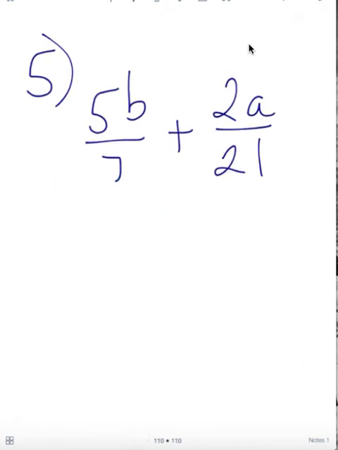Okay, with the next one, I want you to have a go first and see how you go. So our first step is we are adding fractions, so we have to have the same denominator. And I can turn my small number 7 into 21 by multiplying it by 3. So I'll go ahead and do that. So times the top and bottom by 3. And I now have 5b times 3 is 15b over 21 plus 2a over 21.